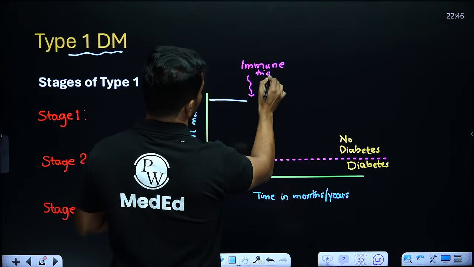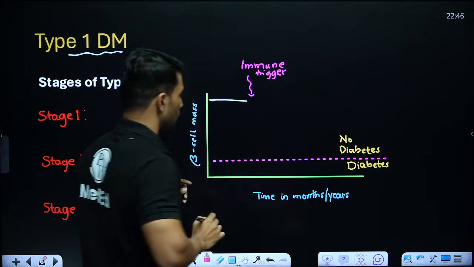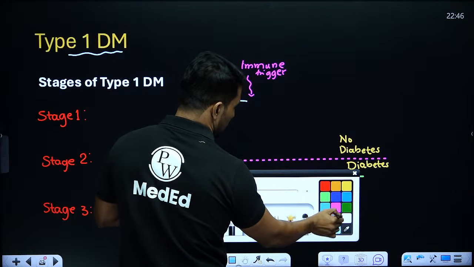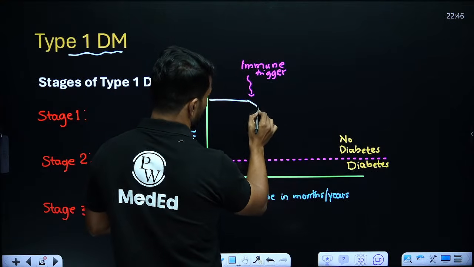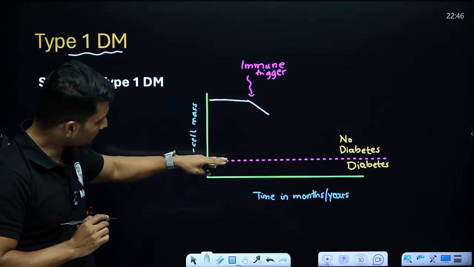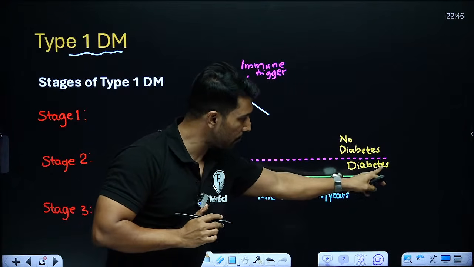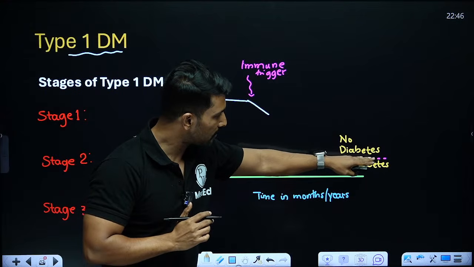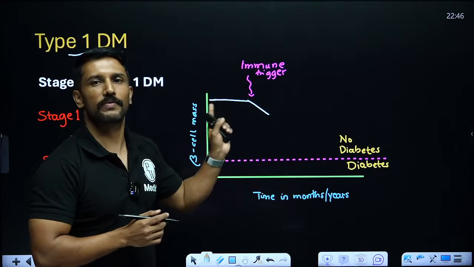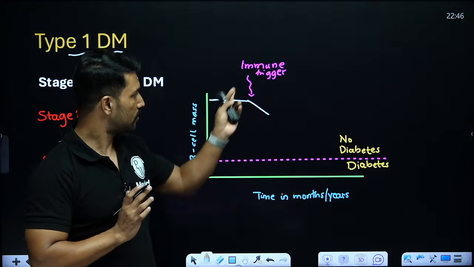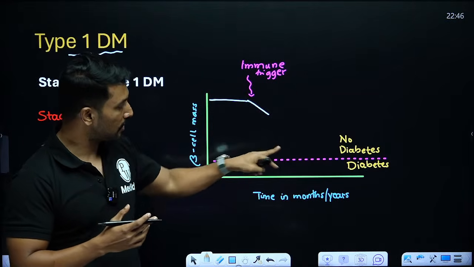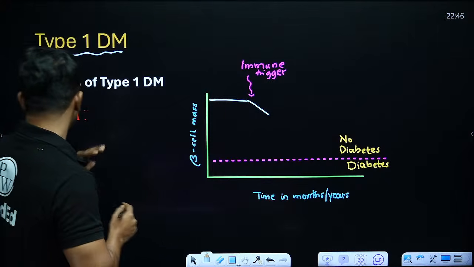Once I have an immune trigger, the body will start producing antibodies. Once antibody production happens, they start destroying the beta cells and my beta cell mass starts coming down. But will I manifest with diabetes? No. Only when beta cell mass comes below a critical level will I present with diabetes. As long as the beta cell mass is above this critical level, I will not manifest with diabetes. At this point of time, will I have antibodies? Yes, because the immune system has been triggered and antibody production has started. Beta cell destruction has started, but I still don't have diabetes. That will be called stage 1.